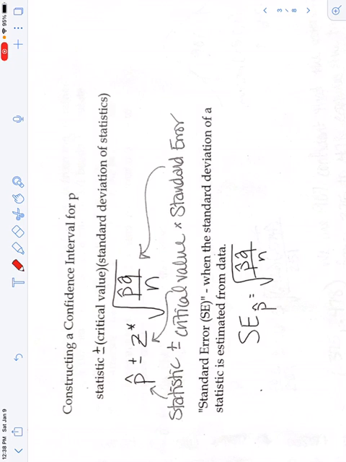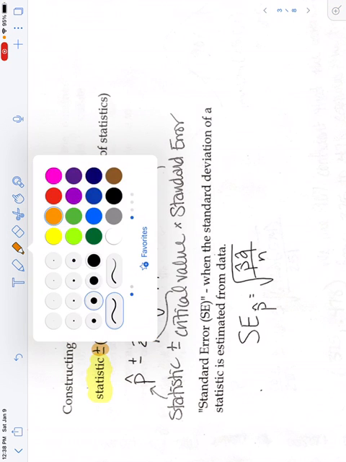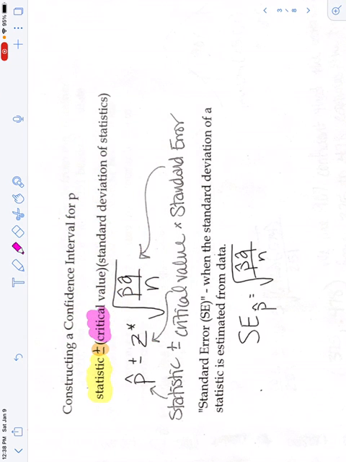Okay, so now we're going to actually construct a confidence interval. And we briefly talked about this in 8.1. So it is statistic, and then plus or minus. And then I have my critical value, which you don't have a clue what that is. And then times the standard deviation of your statistic. So you know what the statistic is, and you know how to find the standard deviation of that statistic.